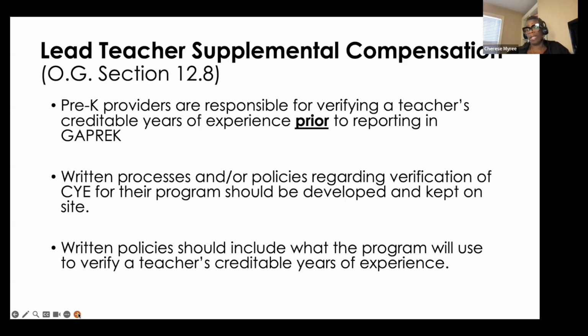So if you're selected for an AUP or if Georgia Pre-K decides to do any kind of interim audit and they want to verify that the supplemental compensation received is in fact correct, you will be required to produce documentation that supports that those creditable years of experience that were paid for are in fact valid.